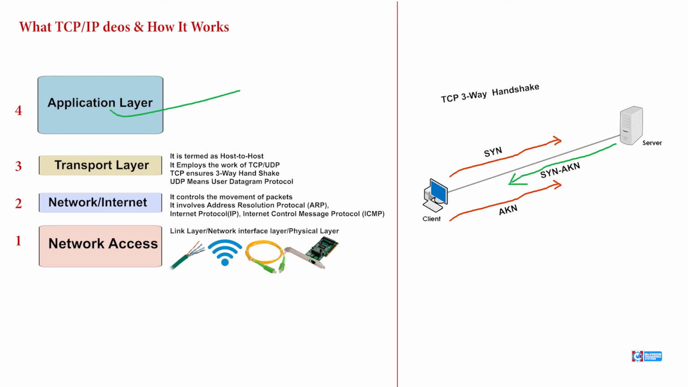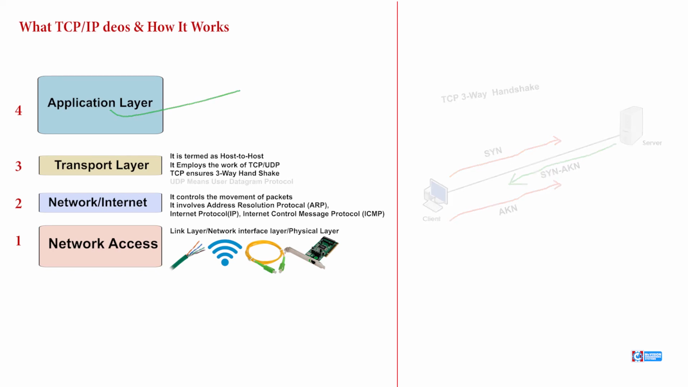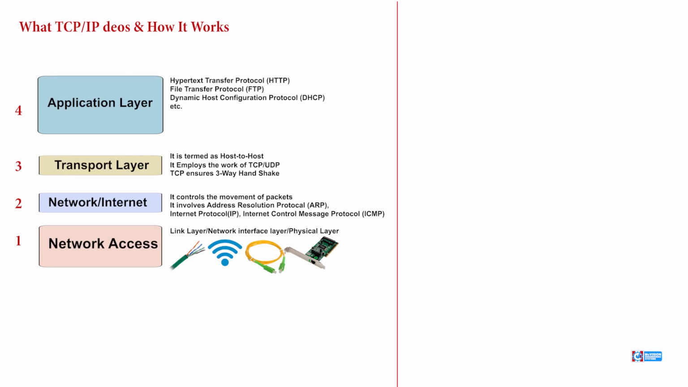The fourth layer is called the application layer. This layer is the group of applications that require network communication. This is what the user usually interacts with, such as email and messaging. It involves protocols such as Hypertext Transfer Protocol, File Transfer Protocol, Dynamic Host Configuration Protocol, etc. These protocols would be covered in detail as we progress in this course. So, this is how important TCP/IP is.